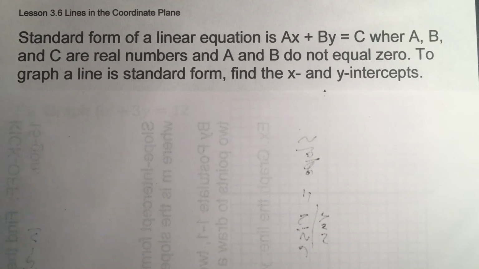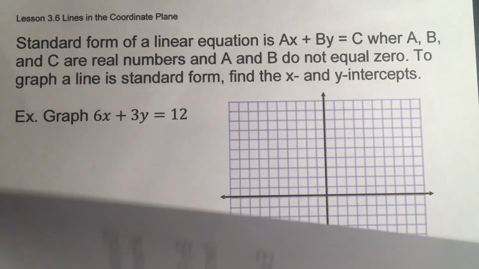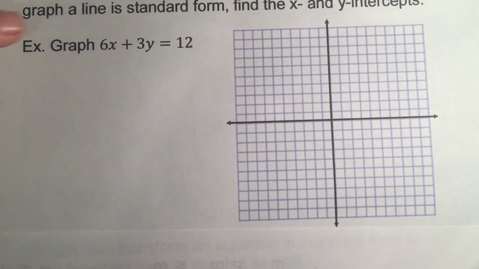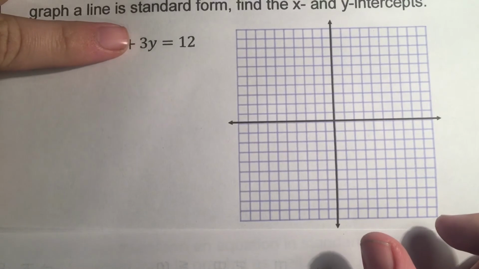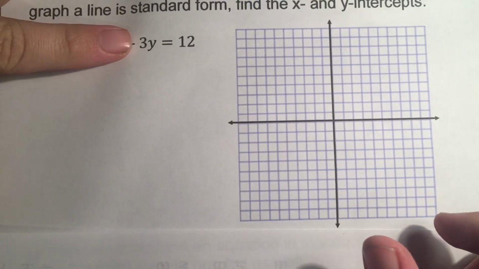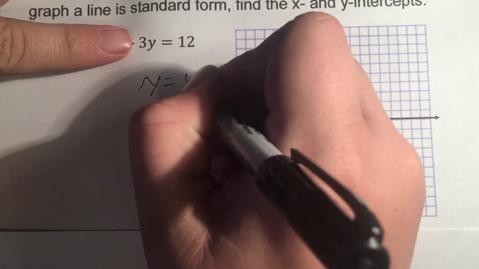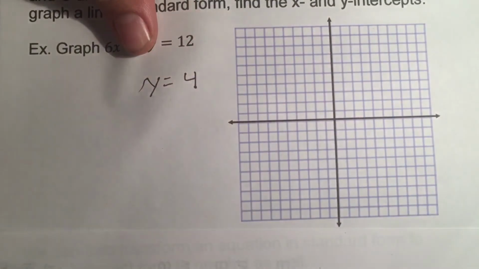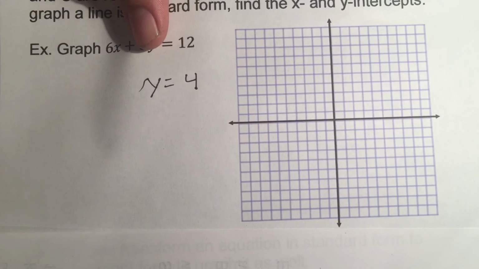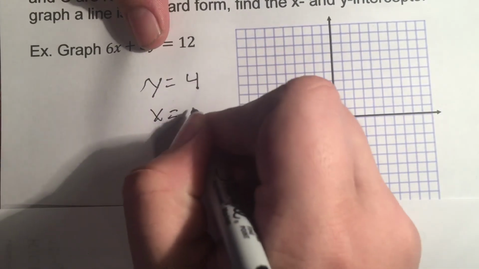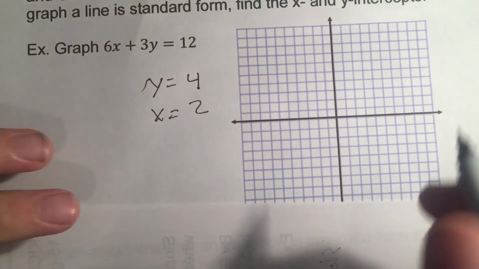So to graph this line in standard form, we're going to find the x and the y intercepts. And this is how we're going to do that. So cover up the x, and if we solve that out, we would divide by 3, and so y is going to end up being 4. If we go the other way and cover up the y, 6x equals 12. We divide by 6. X would end up being 2. So those are our 2 points.